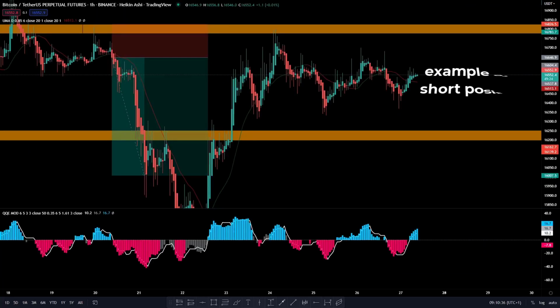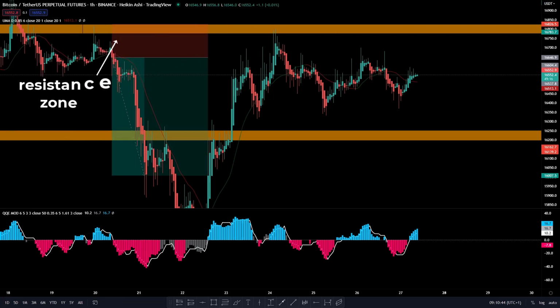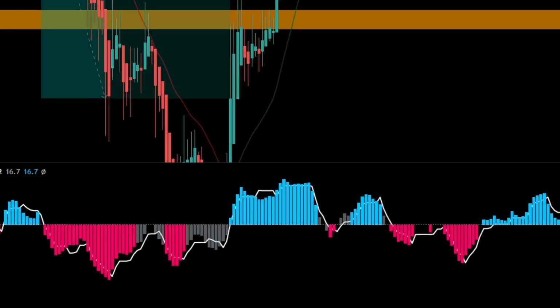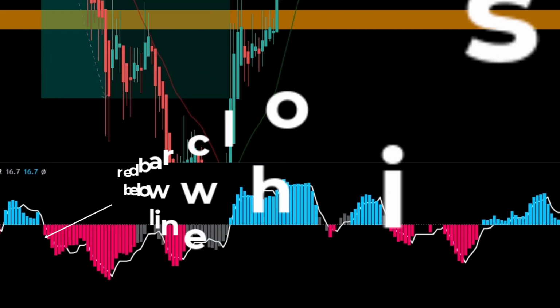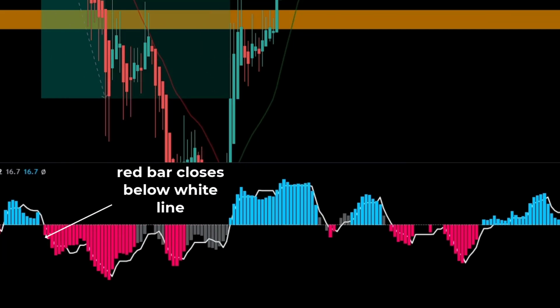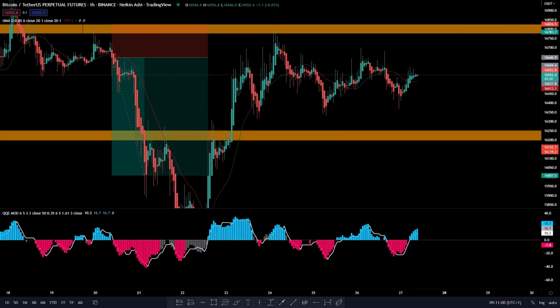In the next example, we will study a short position. The steps are the same as for a long position, but in reverse. First, we look for resistance zones by studying past price action. Once drawn, we zoom in on the QQE mod graph and wait for the white line to cross the 0 level in a downwards movement. We also check if a red bar closes below this white line. The moment this happens, we look at the UMA, and if it is red, we have our needed confirmation and are ready to take a short position.